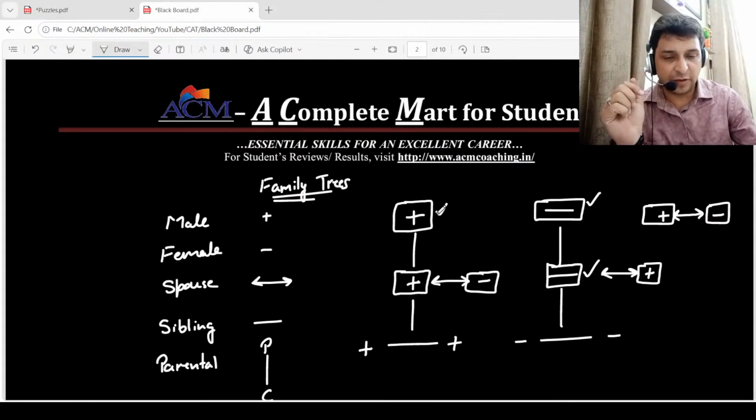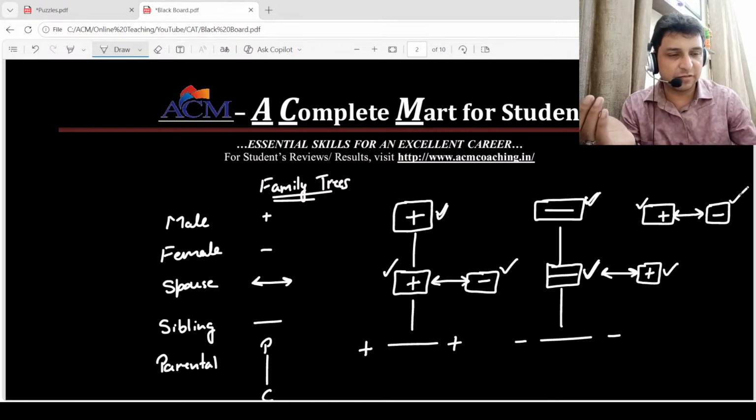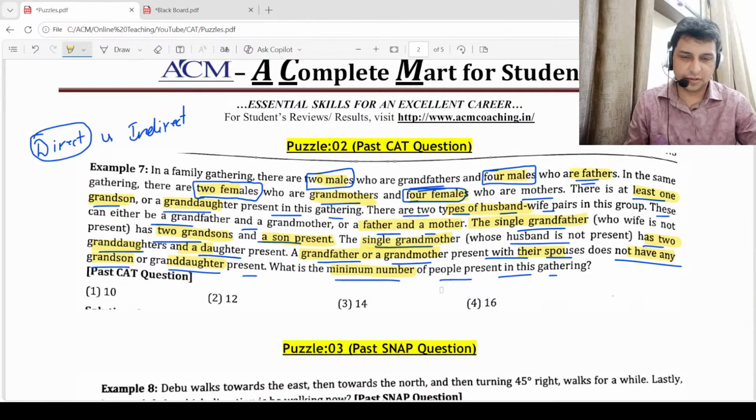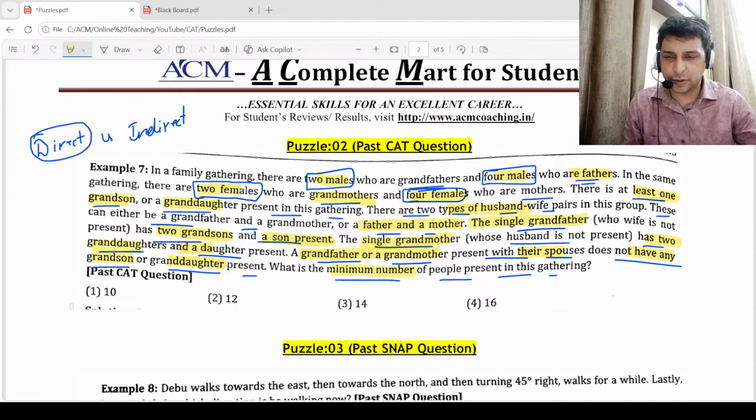Now, how many fathers do we have? One, two, and one, three. How many mothers do we have? One, two, and three. Now if they are grandfather and grandmother, they are also fathers and mothers. So how many people do we have in total? Minimum number. One, two, three, four, five. So five in this family tree, five also in this family tree, and two here. So the total minimum number of people we need is 12. So that is the answer to this question.